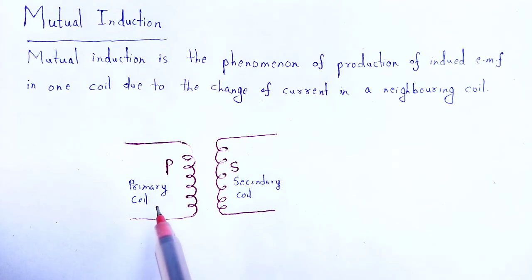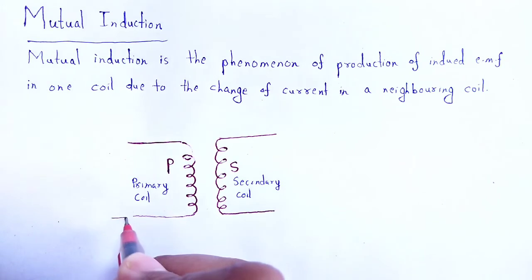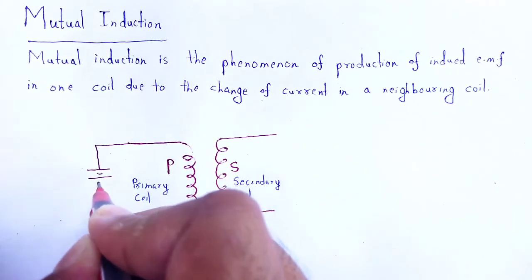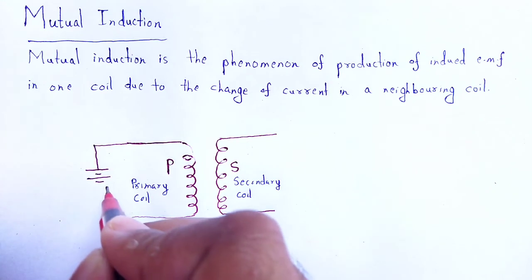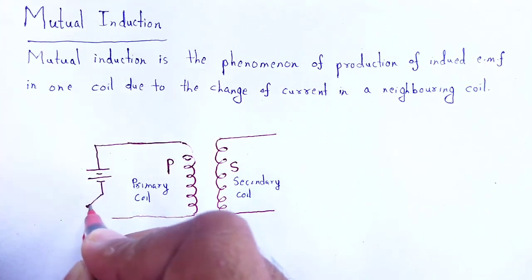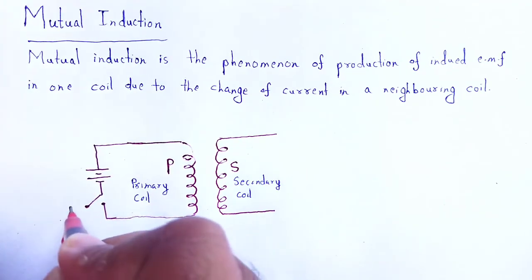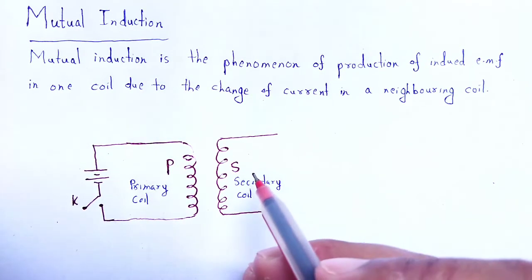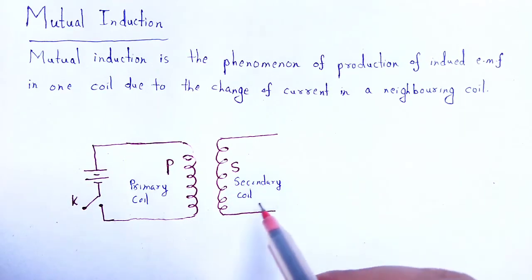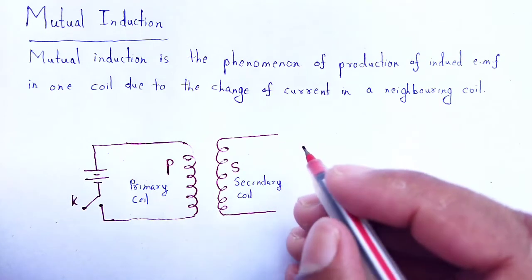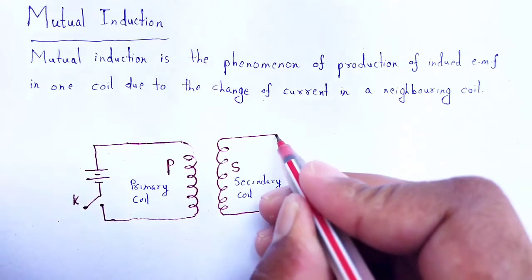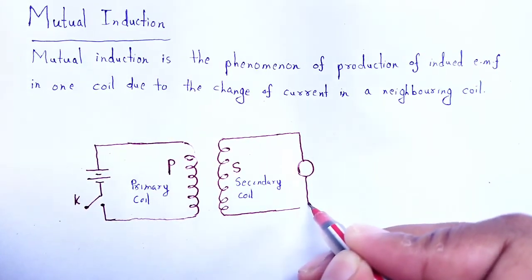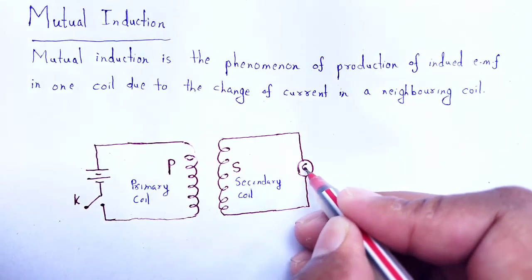The primary coil is connected through a battery and a key K. This is the key K. The secondary coil S is connected to a sensitive galvanometer G.